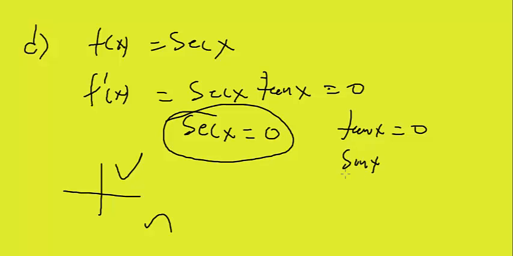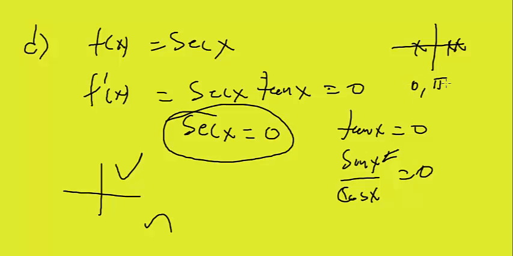That's when sine x over cosine x is 0. When is that fraction equal to 0? When the top is 0. So we're looking for where sine is 0. It's 0 here, here, and here, which means 0, pi, and 2 pi. And we also have to go the other direction. So 0, negative pi, and negative 2 pi.